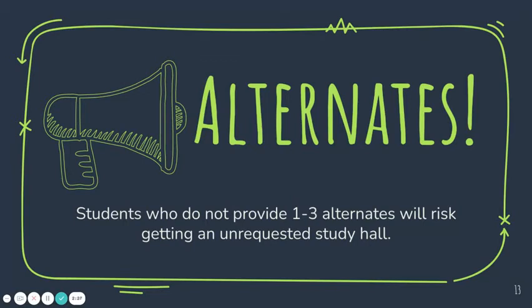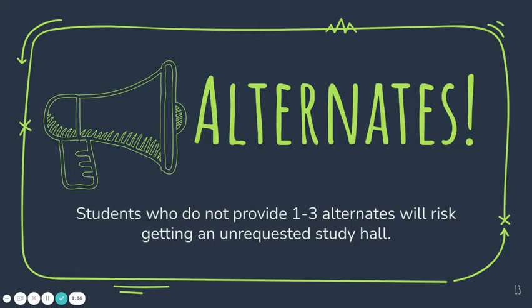Another important component in scheduling is providing alternates. Each year, we ask students to supply at least 1 to 3 alternates, just in case a class doesn't run. Each year, however, students decide not to put down alternatives because there is the thought that if you don't put alternatives down, you are more likely to get your first request. This is not true. This is false.